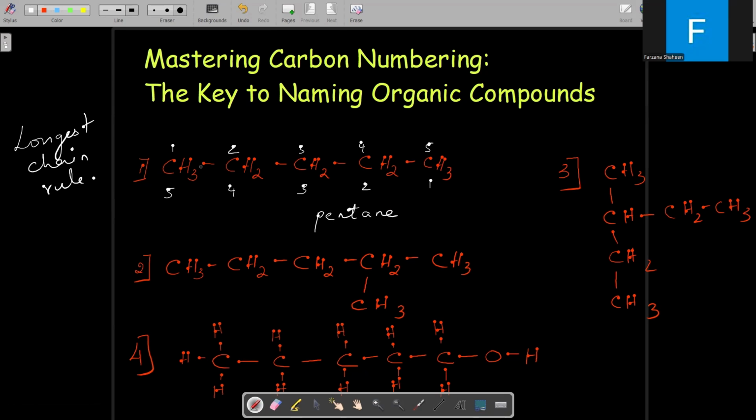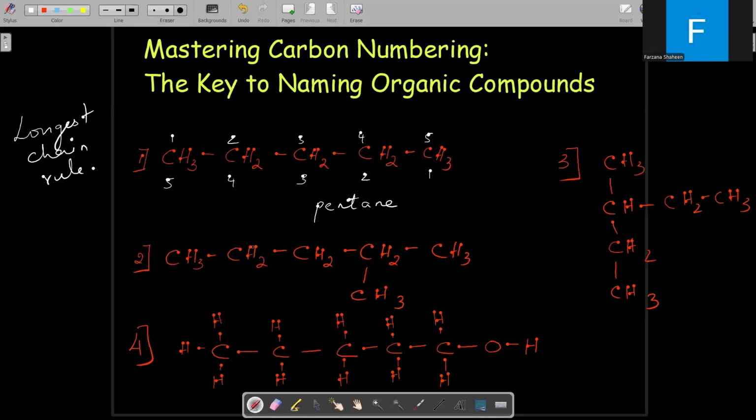So remember, if it is a single chain, like here, without any substituents attached to it, you can number it any way you want. Either you number it this way or the other way. It will be called pentane. Okay, so that was easy. Now let's look at the second example.